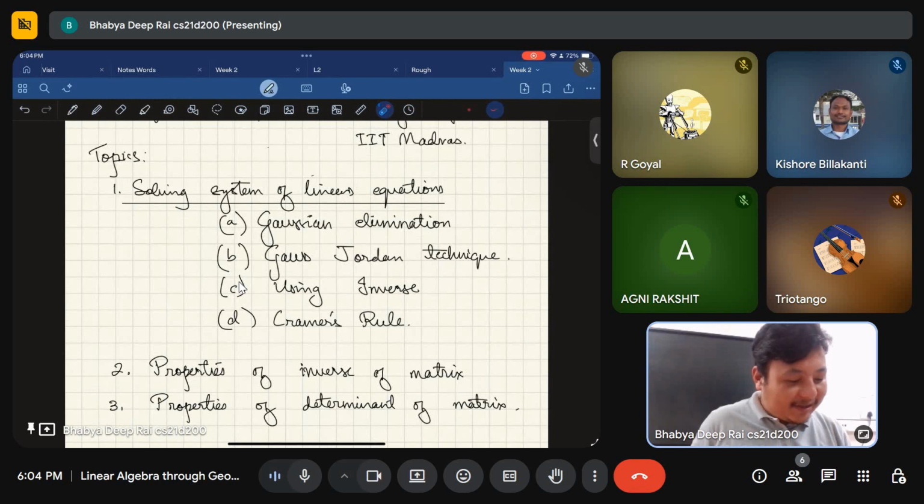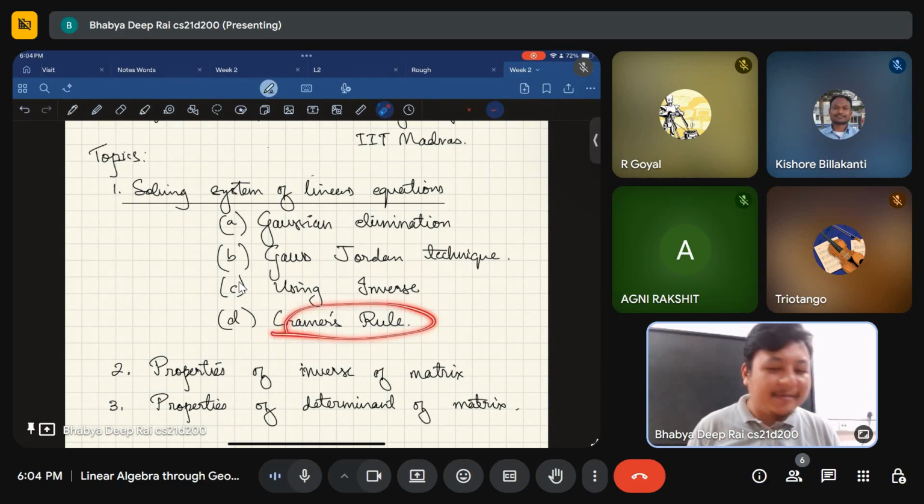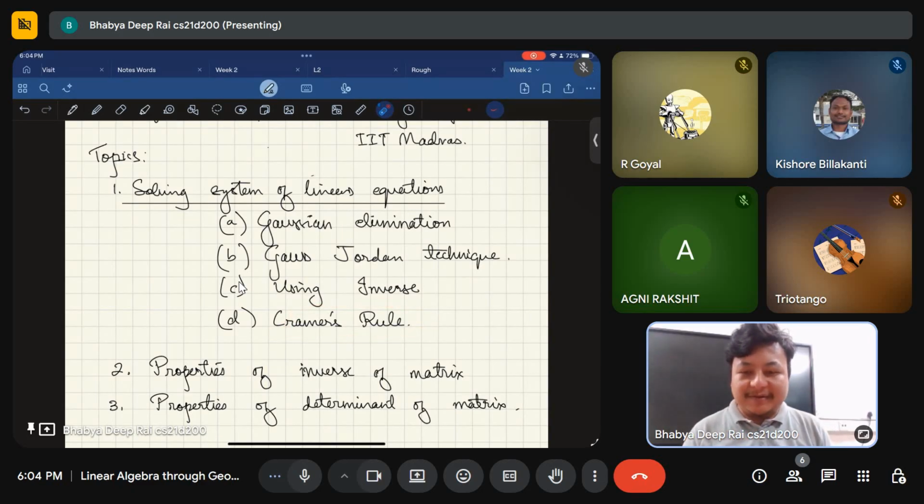So this week's topics are solving systems of linear equations, and there were 4 techniques discussed: the Gaussian elimination technique, the Gauss-Jordan technique, using the inverse of the matrix, and finally Cramer's rule. In the previous week we just had a simple introduction of how we can model things into linear equations, and how we can perform row operations without actually changing the system of linear equations.